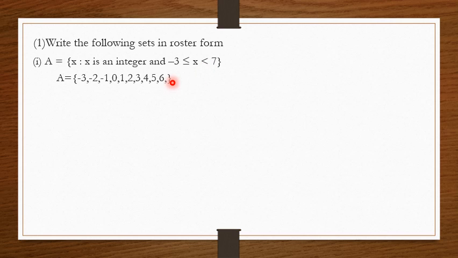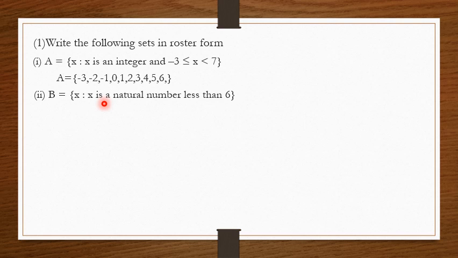So the integers are -3, -2, -1, 0, 1, 2, etc., up to 6. We cannot write 7. Why? Because here x is less than 7, not equal to 7.